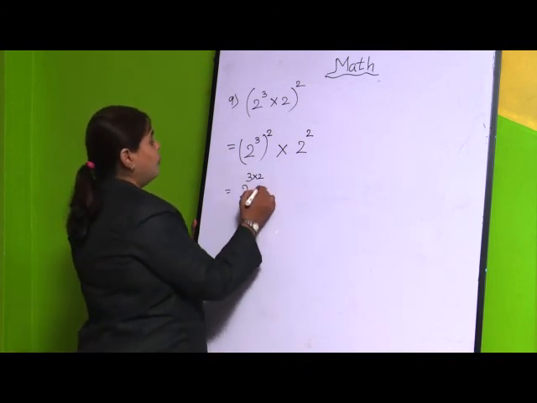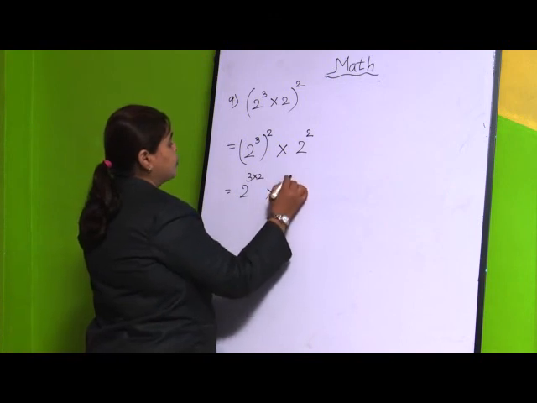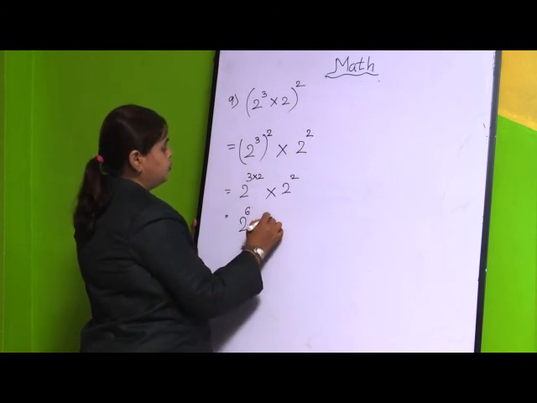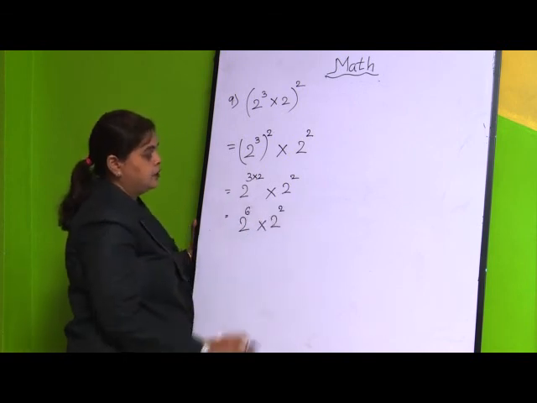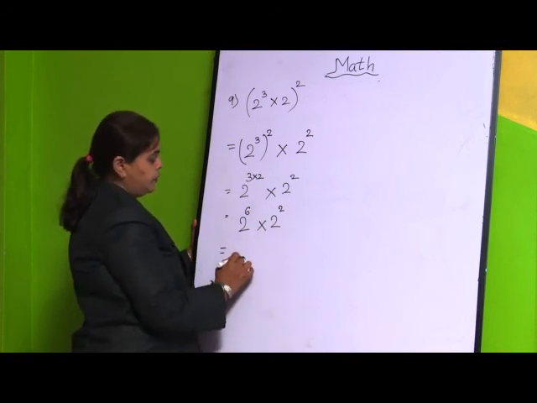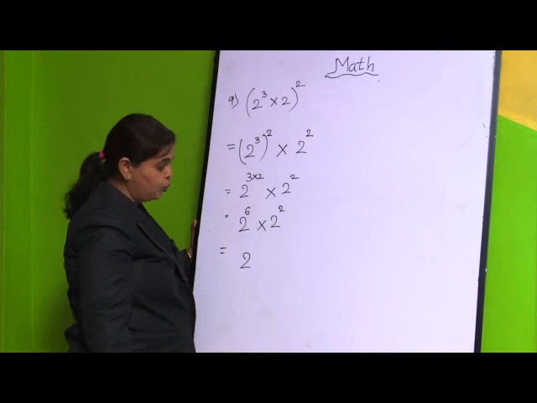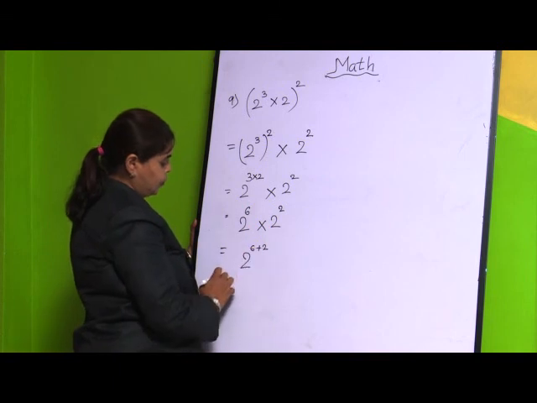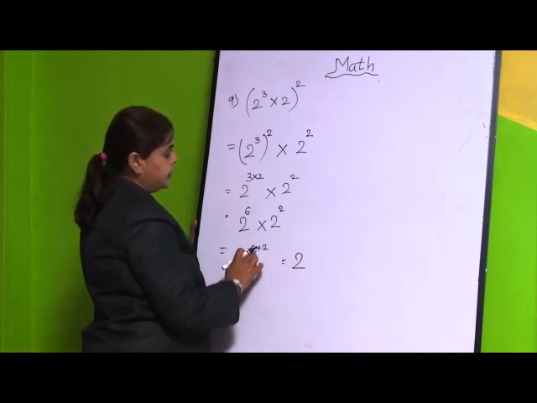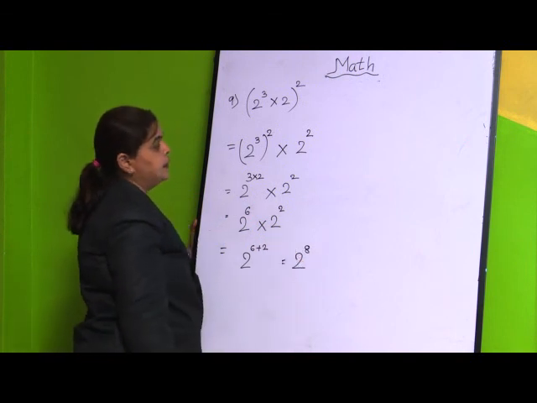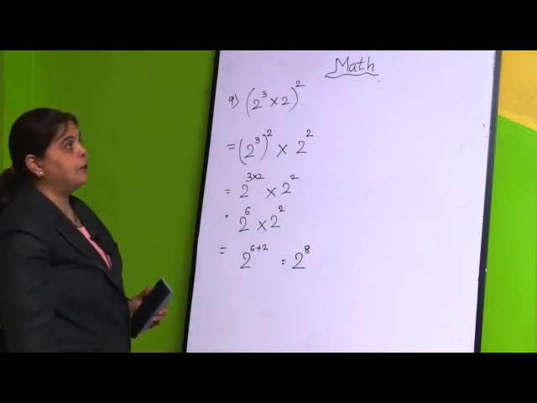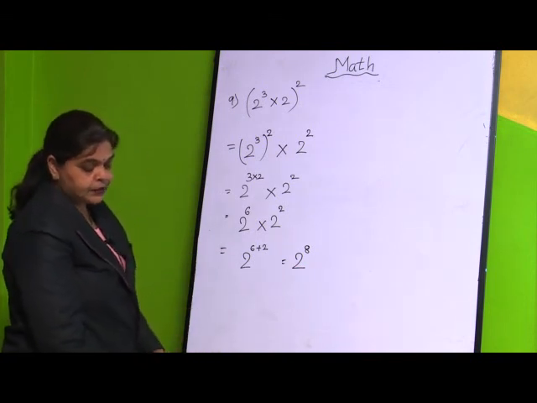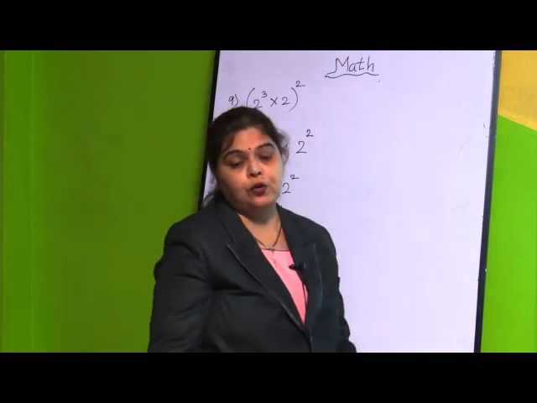Here what will it be? We will write as it is 2 square. Now 3 times 2 is 6, into 2 square. Now here we have the same base, so we write the base as 2 and the powers will be added. So, we write 6 plus 2 is 8. So, in this way we tried to simplify step by step using the laws of exponents and powers, and we have solved it.